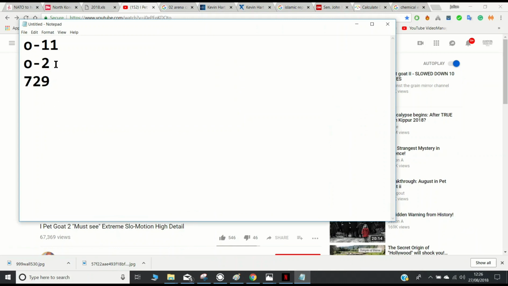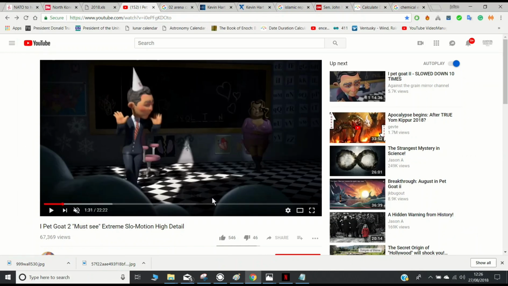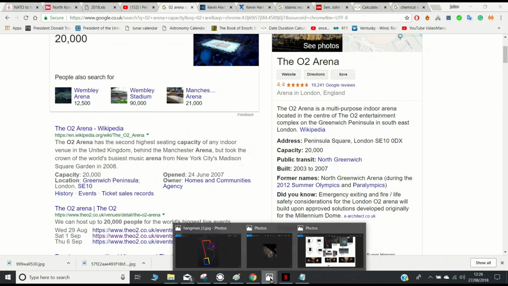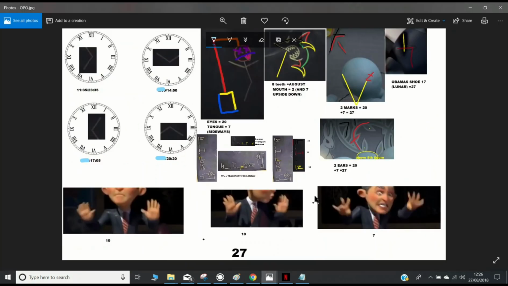Now, O2 could refer to oxygen, which obviously you've got the blue people, the blue children in the background, which could refer to a lack of oxygen. Or it could refer to the O2 arena, especially when you combine it with the LTN reference, which could be London Transport Network, as well as London, Tokyo, Hawaii, New York.